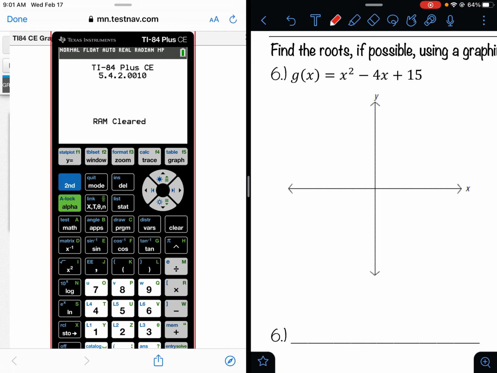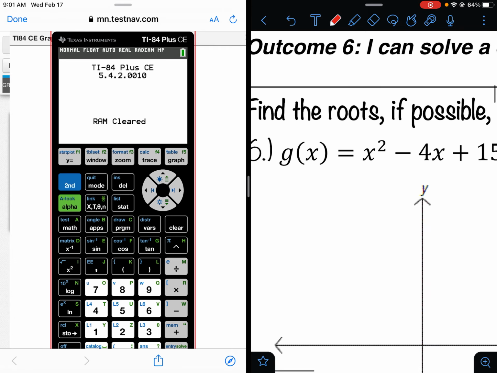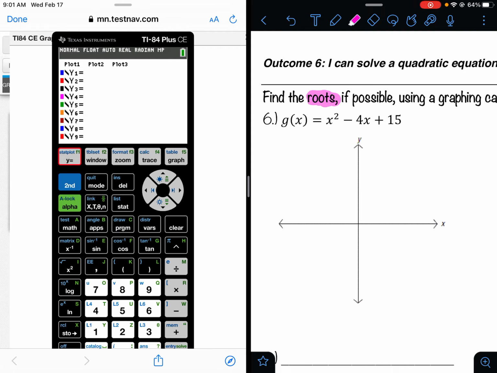So here, basically, all it does is say to find the roots. It doesn't ask me to find the vertex or y-intercept or anything like that. It just says to find the roots right here. This simply means to find the x-intercepts. So what you're going to do is go into the y equals on the graphing calculator and put this in: x squared minus 4x plus 15. And I'm going to go ahead and graph it.